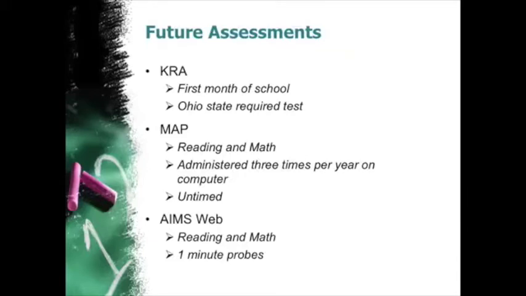Additionally, in the first month of school, your child will be administered the MAP tests in both reading and math. MAP stands for Measures of Academic Progress, and it is a test that is administered on the computer 3 times per year, beginning, middle, and end of school. And these are untimed tests. In kindergarten and first grade, these tests are taken with headphones, so the entire test for both reading and math is read to your child so that they can be as successful as possible on the tests. Additionally, there are the AimsWeb tests, and these are also in reading and math, and they are 1-minute probes to check fluency in both of these areas.